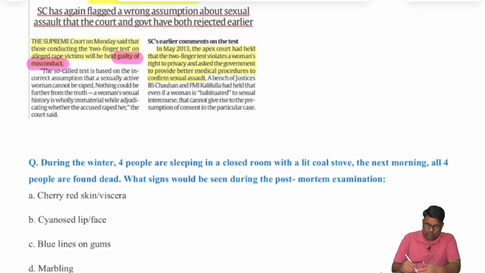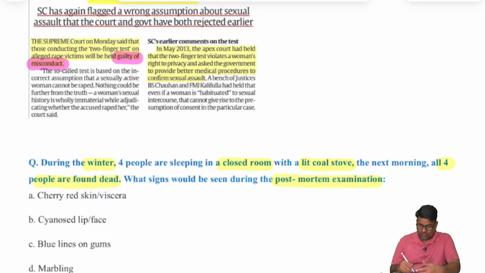Now, moving forward to another question in which it was mentioned that a few people were sleeping in a room which was closed in winter. So door and windows everything was closed, and they had lit a coal stove. And next morning it was found that all four people were dead. Now, what could be the finding if you do a post-mortem examination? So here, firstly, we have to understand the mechanism for the death of all those people who were sleeping with this lit coal stove.